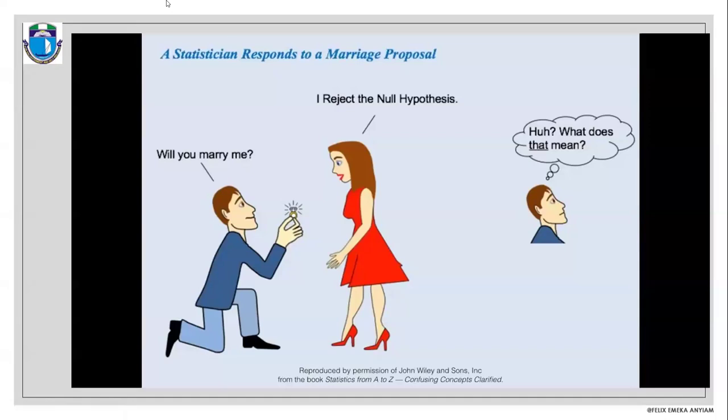So you are proposing to the lady and you're very scared, like wondering, will she say yes? So what does that mean? It tells you that the baseline is no until she says yes. So will you marry me? And the lady says, I reject the null hypothesis, meaning I reject no. So I reject the null hypothesis simply means I say yes. You know, so the null hypothesis is usually the baseline, that line before you do that research.